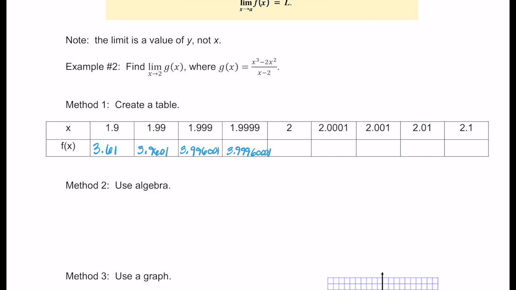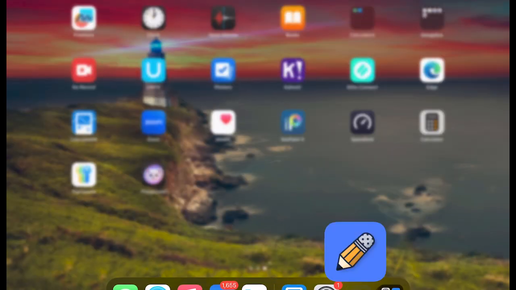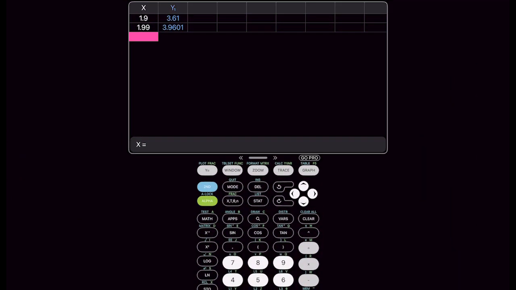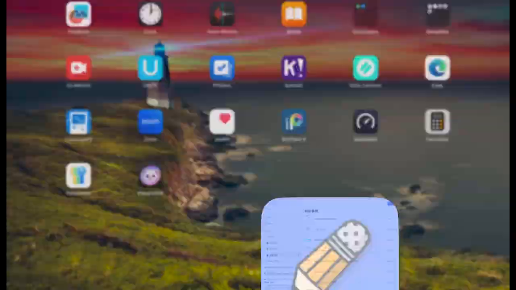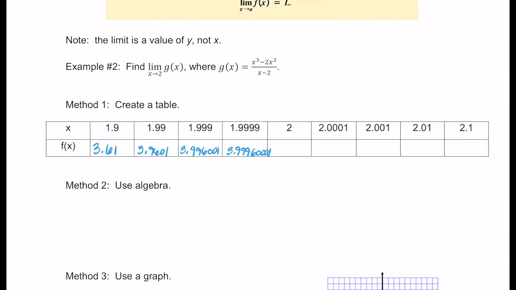Now, when you plug in 2, let's go do that so you can see what happens. You get an error, right? So why would 2 give us an error? Because if you look in your denominator, 2 minus 2 gives you 0. So that's a problem. We know that that would be undefined. And then if you plug in the other values, you get the following.